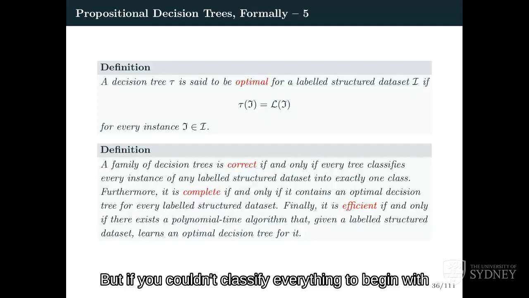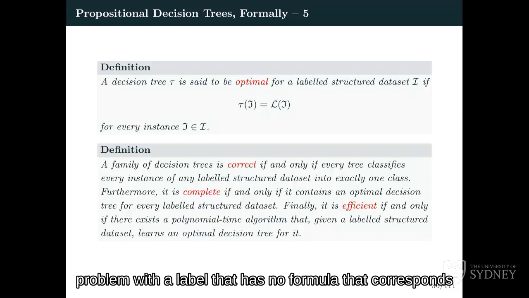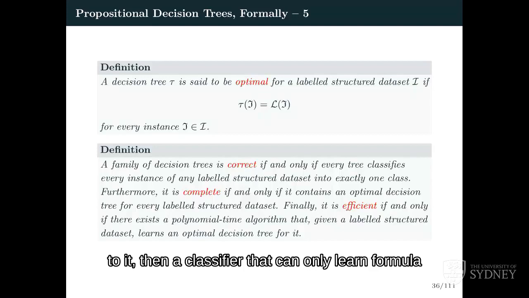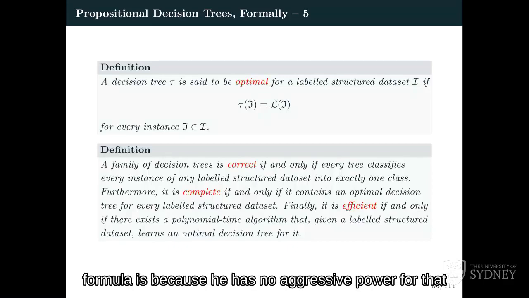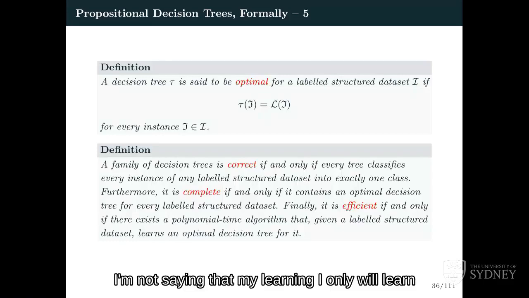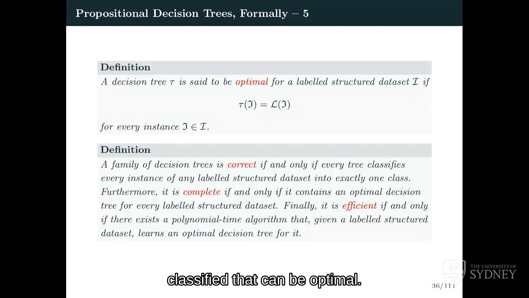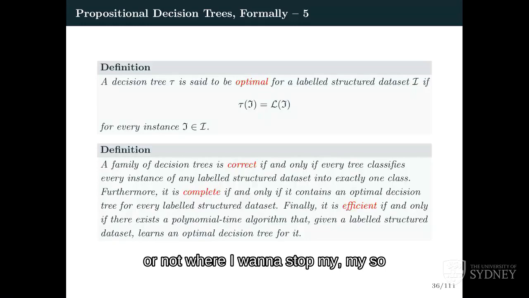But if it couldn't classify everything to begin with, you see, so if there were a tabular problem with a label that has no formula that corresponds to it, then a classifier that can only learn formula of that kind has no hope to understand what the formula is because it has no expressive power for that. So I need the definition of an optimal decision tree. It's not the same as saying I want optimal decision trees. I'm not saying that my learning algorithm will learn an optimal decision tree. I'm only saying that I want a classifier that can be optimal. All right? Then I'll have to take from the other pocket the statistical tools to see whether or not where I want to stop my learning.